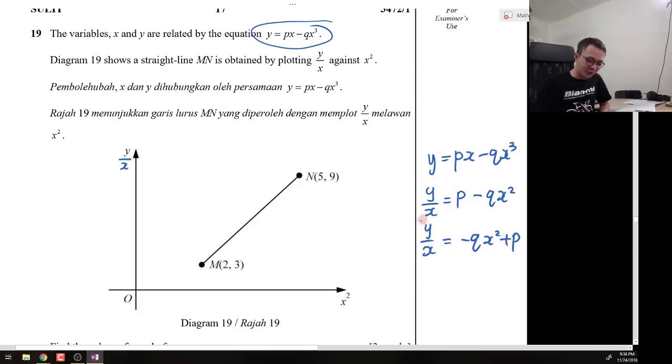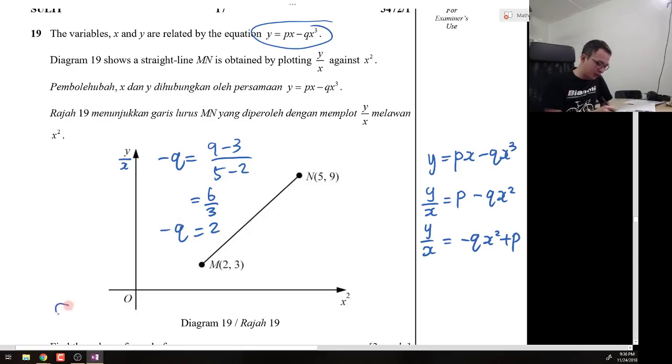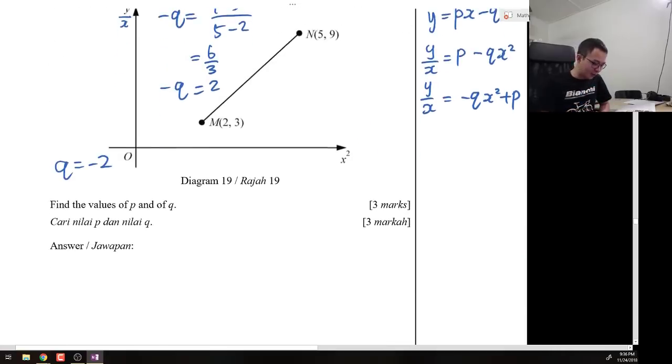Alright, so from here, comparing with y equals mx plus c, you should know that negative q is the gradient, right? So your gradient will be negative q. Since it's a gradient, I use the gradient formula: 9 minus 3 over 5 minus 2. So it's basically 6 divided by 3, which is 2. So if negative q equals 2, q equals negative 2. Alright, so I got the q value, negative 2.